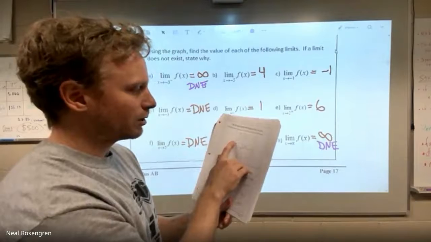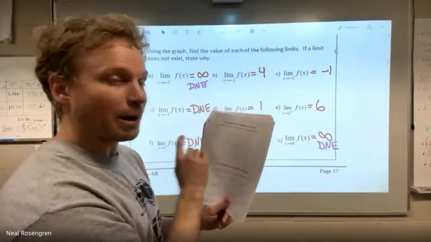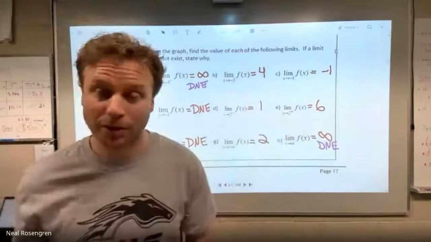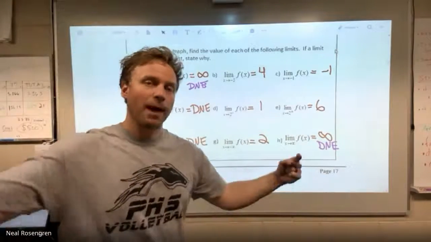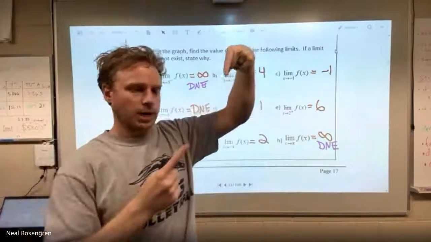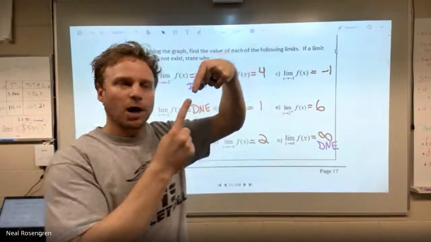And so I move along the function from the left, and I'm approaching the hole. And I move along the function from the right, and I'm approaching the same hole. And so if I'm headed towards the same location from both sides, then that's what I want if I want my limit to exist.